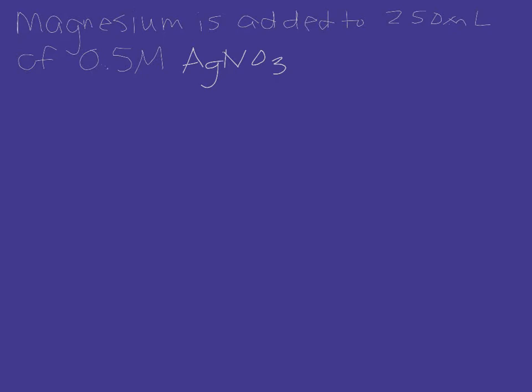Okay, let's go through our first problem. Magnesium is added to 250 milliliters of 0.5 molar HNO3. For right now, this is excess information that we don't really need, but you're going to see that as we go through, because obviously we could be doing stoichiometry with these types of problems.